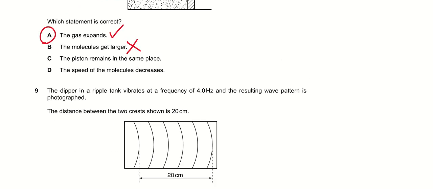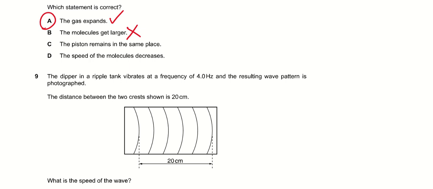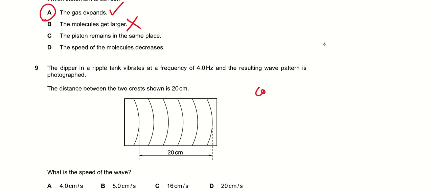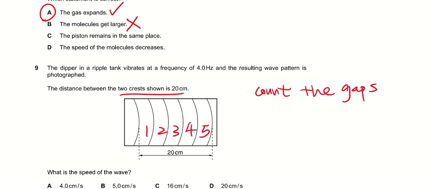Okay, question 9. I see a lot of wave fronts. So it is to count the gaps. The distance between the 2 crests shown is 20 cm. That means I have 1 gap, 2 gap, 3 gap, 4 gap, 5 gap. That means I total have 5 wavelengths. That is 20 cm. So each wavelength is 4 cm.